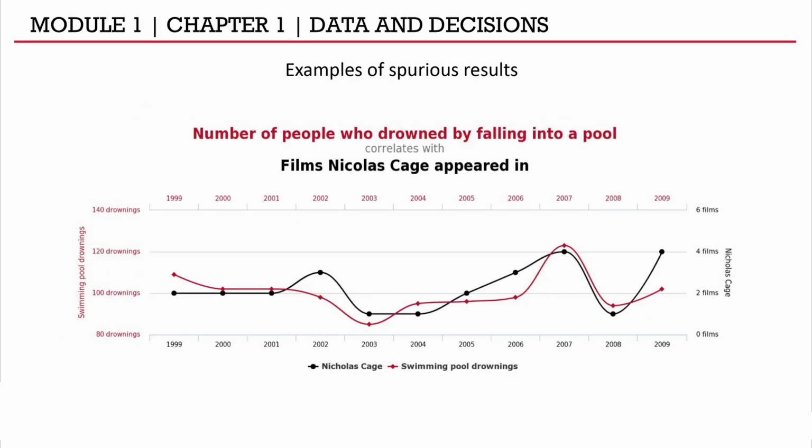Here is a graph that compares the number of people who've drowned by falling into a pool over the years, along with the films Nicolas Cage has appeared in. And as you can see, they actually track quite closely. When one goes up, the other one goes up. When one goes down, the other one goes down. But this relationship is purely coincidental. Nick Cage appearing in a film is not causing more or less people to drown in a pool.